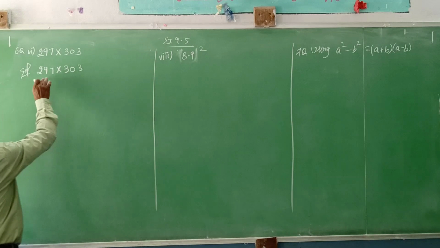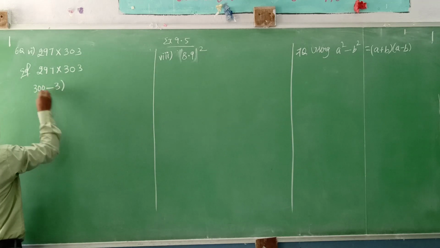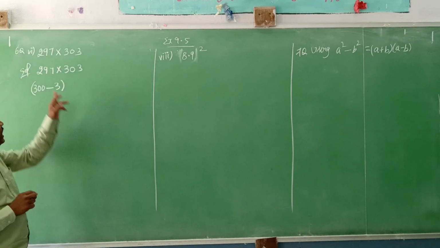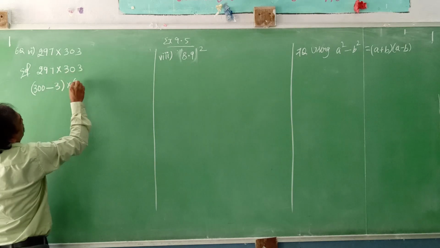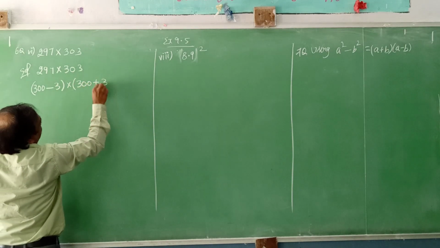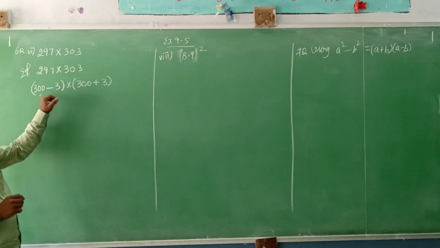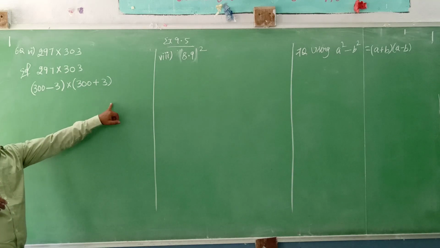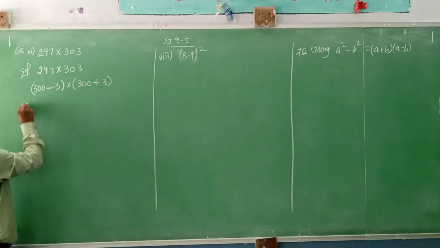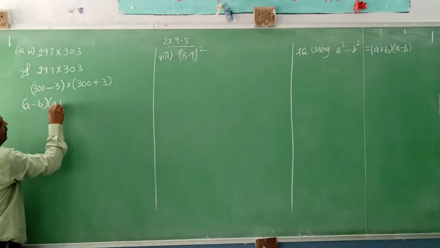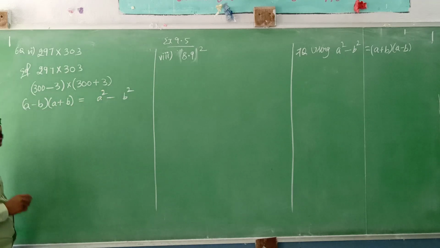So the nearest round figure of 297 is 300. I am writing 297 as 300 minus 3, into 300 plus 3. Observe it. Which identity can be used over here? Yes, you are right. (a minus b) into (a plus b). So, (a minus b) into (a plus b) is equal to a square minus b square.